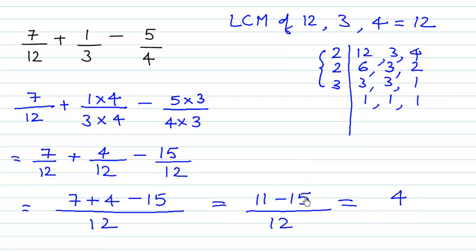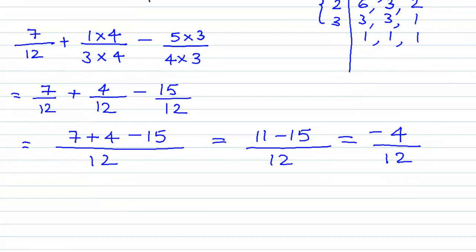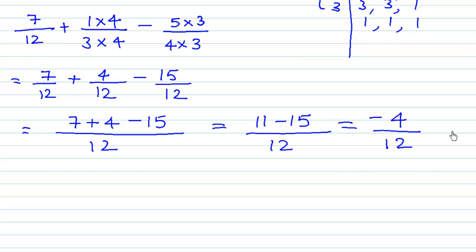is 4, sign of the greater one is minus, minus 4 upon 12, negative fraction. And then we can reduce this to the lowest term, 4 ones are 4 and 4 threes are 12. So our final answer is negative 1 upon 3.